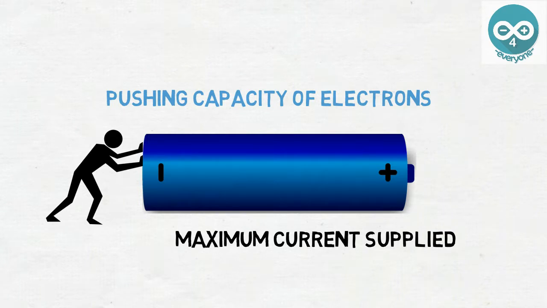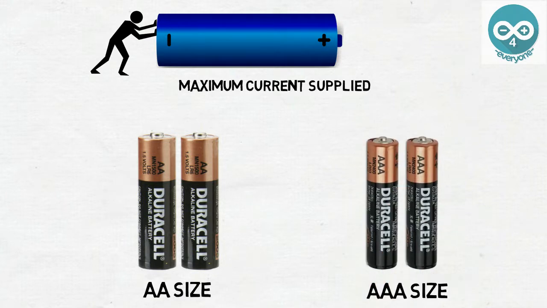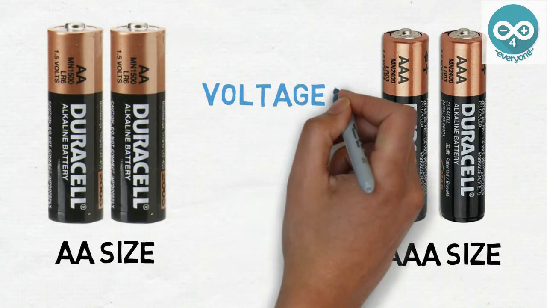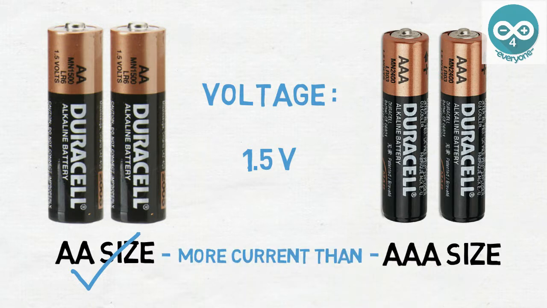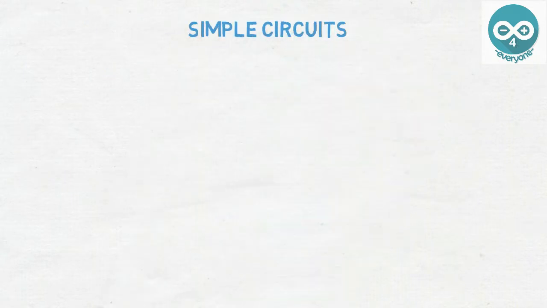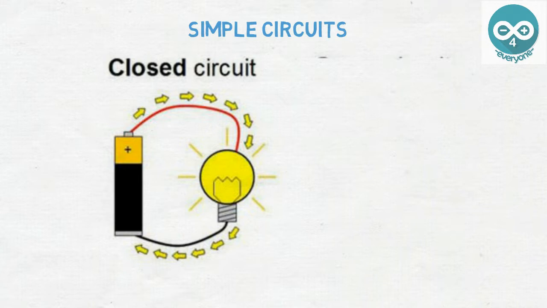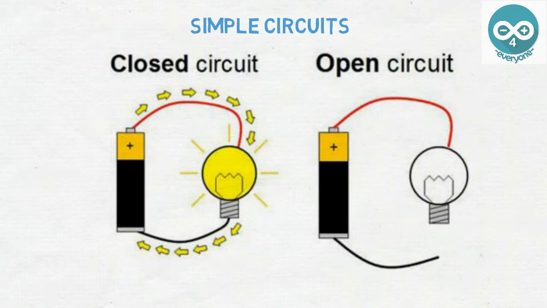For example, we get 2 kinds of pencil batteries in the market, AA size and AAA size batteries. Both of these batteries have the same voltage rating of 1.5 volts, but the AA size battery can provide more current than the AAA size battery because of its bigger size. Now coming to simple circuits, there are 2 types. First is a closed circuit, where there is a continuous path for the movement of electrons. Second is the open circuit, where there is no continuous path for electron flow and hence no current flow.